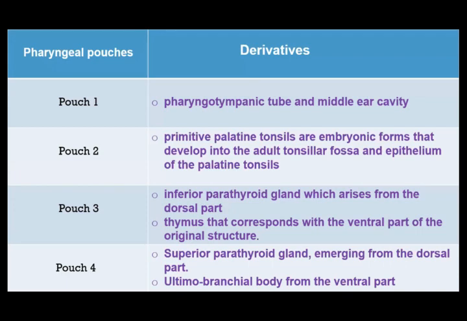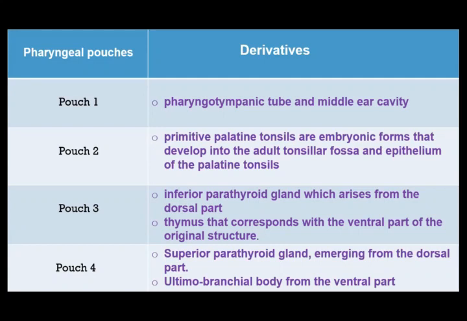And then lastly you have the ultimobranchial body that arises from the ventral part. So regarding the ultimobranchial body, your book will mention that it gives rise to the parafollicular cells of the thyroid gland. ठीक है. So what are parafollicular cells of the thyroid gland? These are the cells of the thyroid gland that basically regulate calcitonin. ठीक है. अब calcitonin क्या होती है?